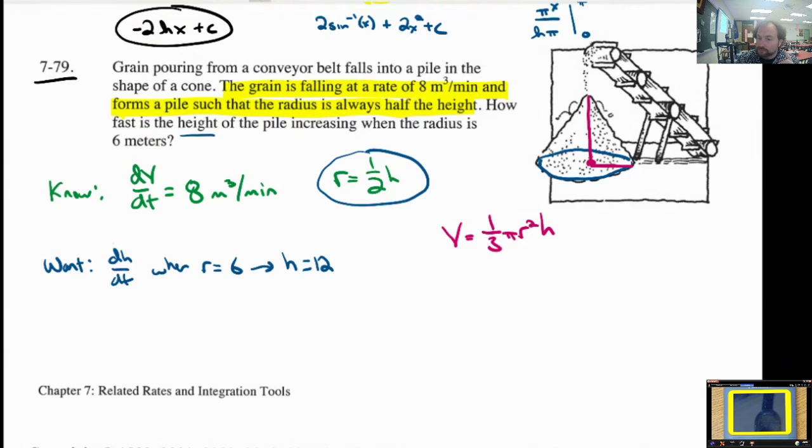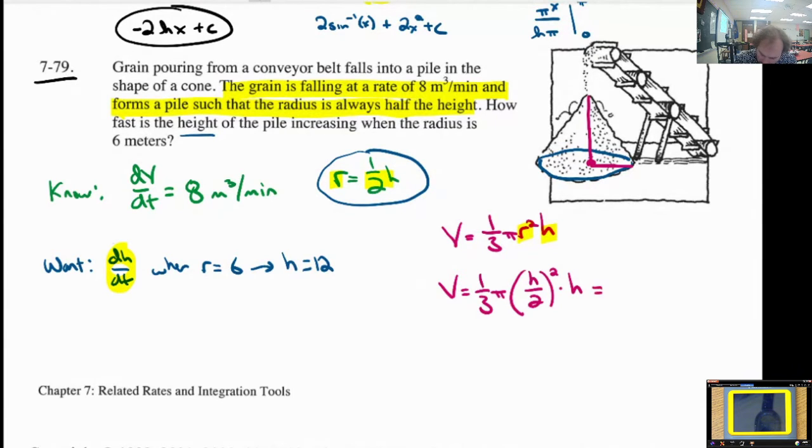Now, I don't know about you, I do not want to do a derivative that involves r and h because it's going to require the product rule, and that sucks. Let's not do that. Let's substitute in this relationship right now. Since we want dh dt, let's replace r with 1/2 h, because then the whole problem will be in terms of h, and that'll be a lot easier for us. The volume is going to be 1/3 pi times h over 2 squared times h, like this.